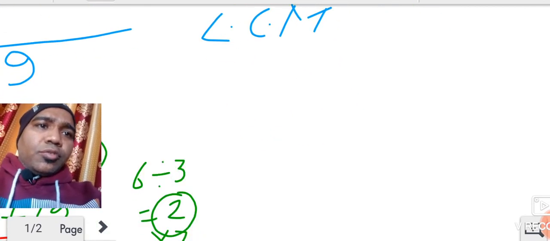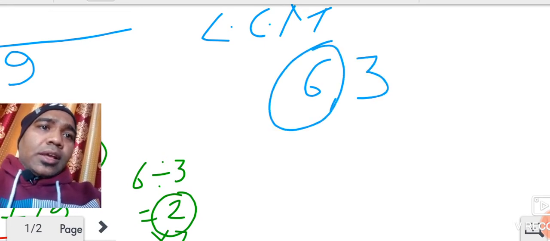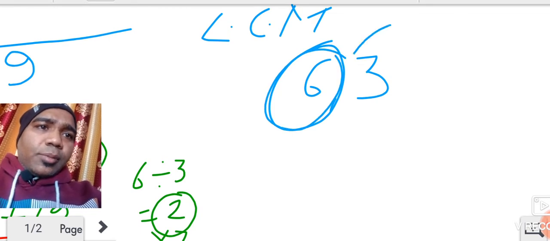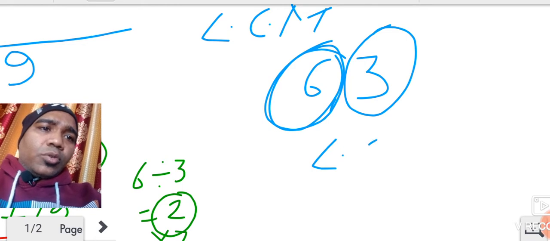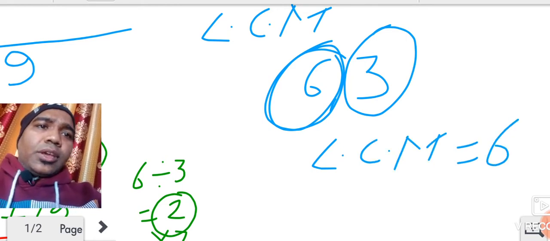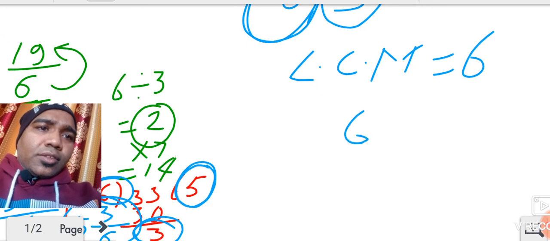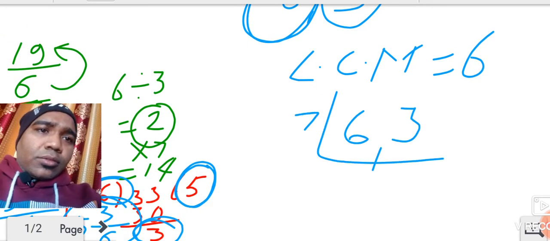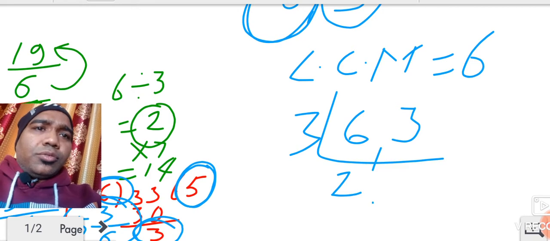Got it? Suppose you have to find the LCM of 6 and 3. What is the larger number? 6. And larger number 6, is it divisible by 3? Yes, it is divisible by 3. So the larger number will automatically, by default, become the LCM. Okay, no need to do the whole division process for 6 and 3, no need to do that.